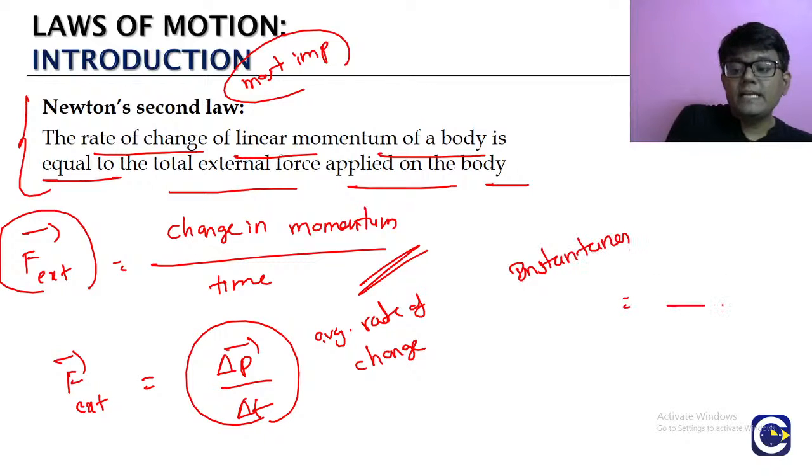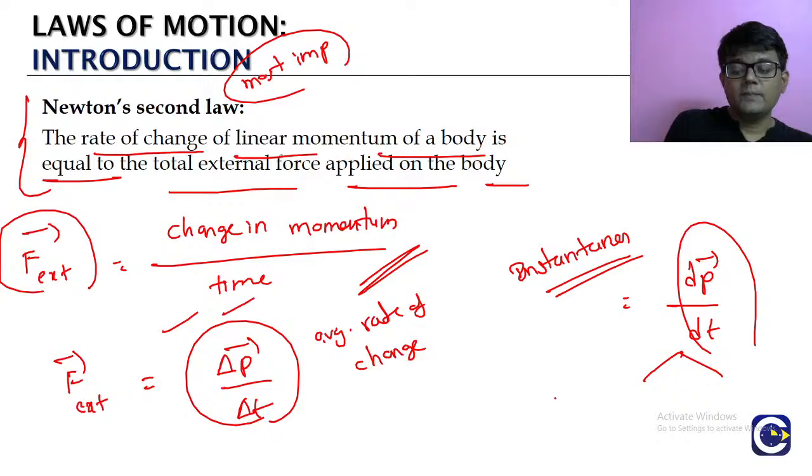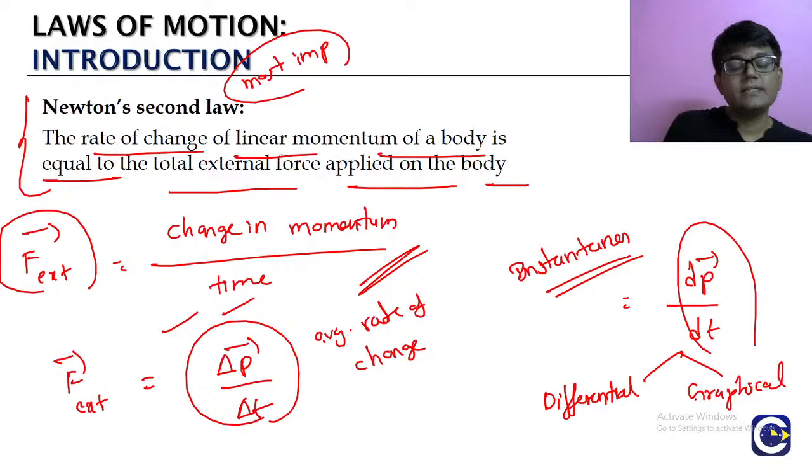Means what? We take a very small time dt. In that small time, if the change in the momentum is dp, that also will be very small. And the way we have discussed, this rate of change of linear momentum, we cannot get it by using the normal approach, the way we do it for the average value. We have to use either the differential approach or the graphical approach. If you have to get this instantaneous rate of change of momentum, we have to use either the differential approach or the graphical approach.